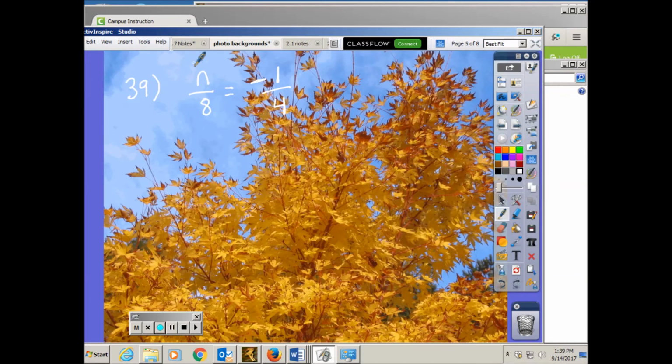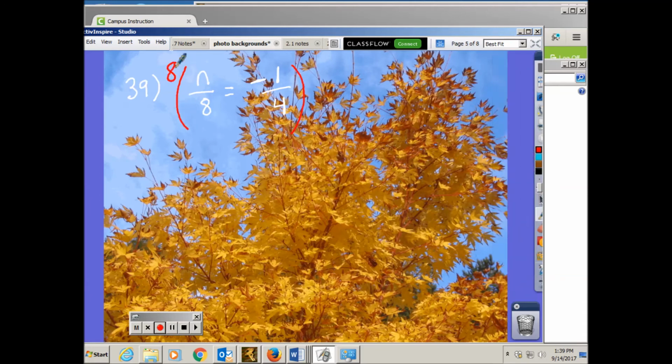Is my common denominator 8? 8 times n is 8n, divided by 8 is n. What's 8 times negative 1? Negative 8. And negative 8 divided by 4 is negative 2. On that one, that's just the answer.